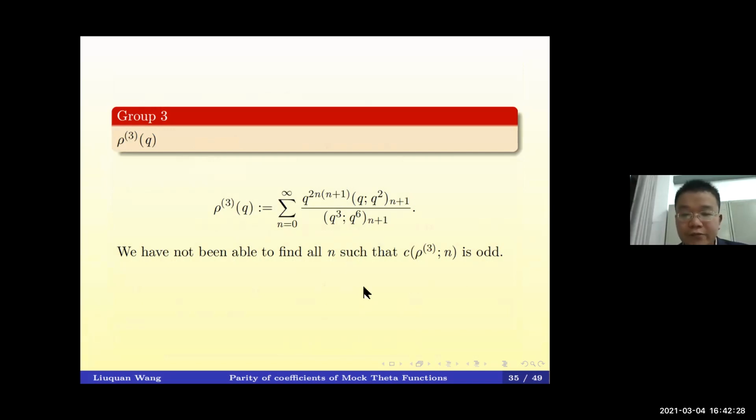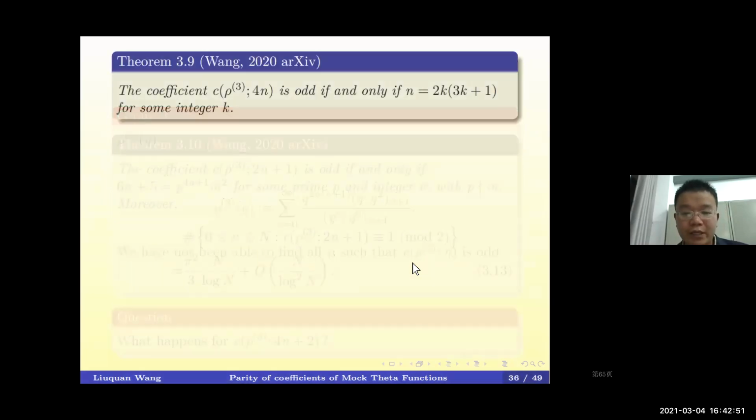And the definition for rho of Q is given by this infinite sum. So we can show that the coefficient of this function takes even values almost all the time, but we have not been able to find all the n such that the nth coefficient is odd. But we still have some characterizations for some subsequences. For example, we show that the 4n's coefficient of this function is odd if and only if n equals 2k times 3k plus 1 for some integer k.